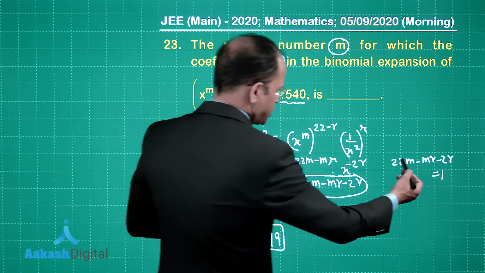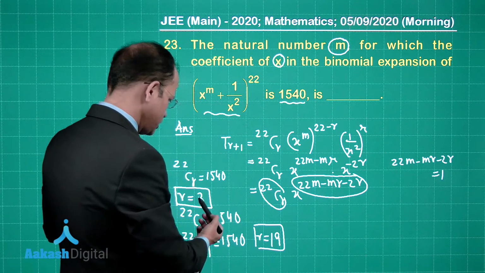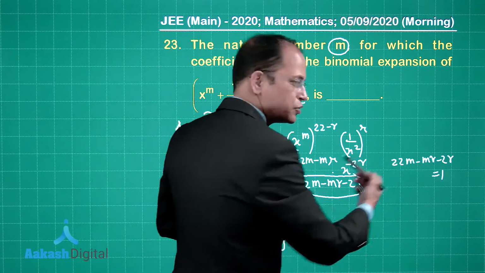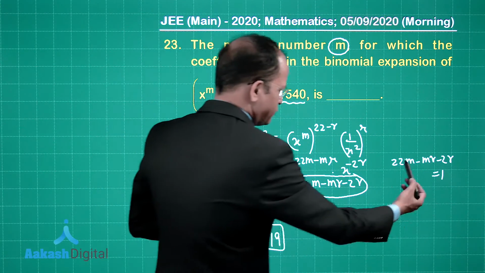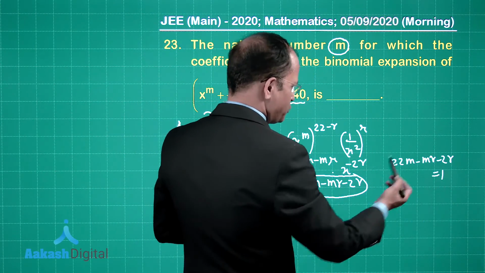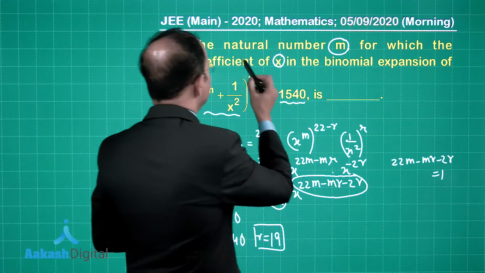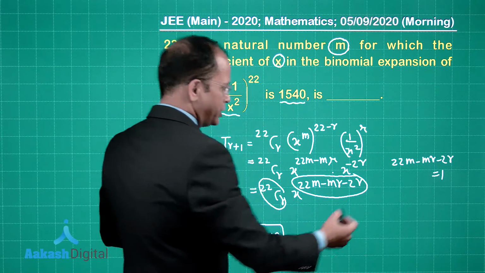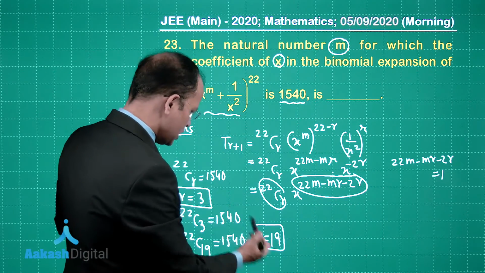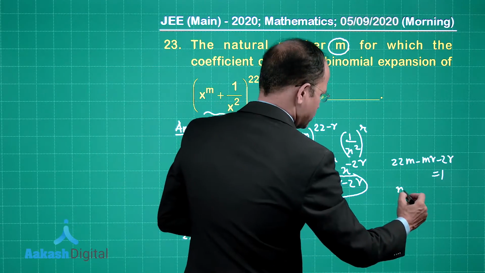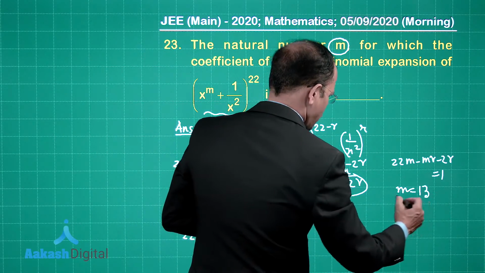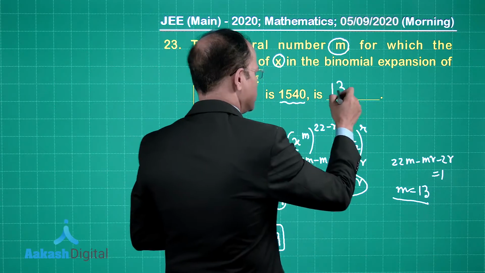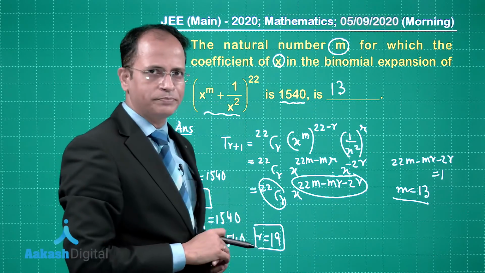And also this expression is given to us. So substitute r is equal to 3 and r is equal to 19 here. We get different values of m. So you have to check which value is the natural number. When you solve it for different values of r, we get m is equal to 13 to be the correct one. So the final answer is 13.